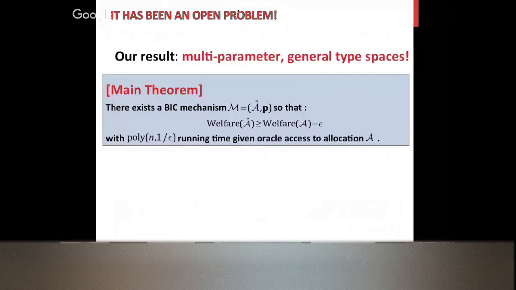So here's what we show. We show that there exists a BIC mechanism that exactly gets the promise that we wanted. You don't lose more than epsilon in the expected welfare, and the running time is polynomial in n, the number of bidders, and 1 over epsilon. And that's for the multi-parameter general type spaces.